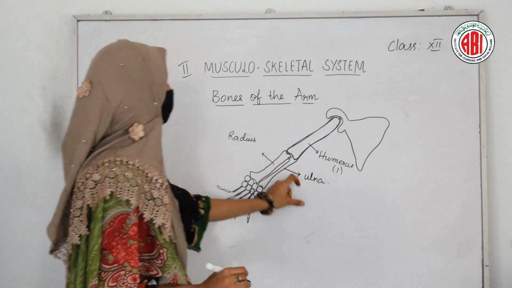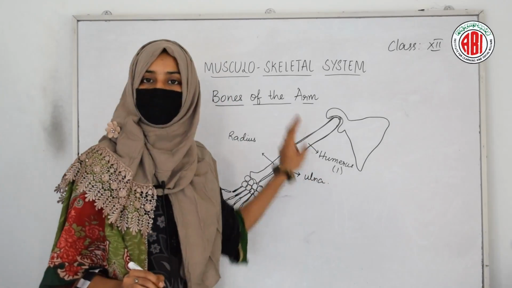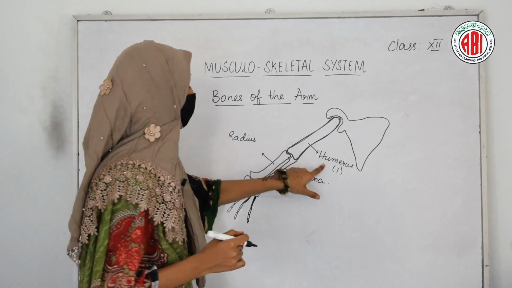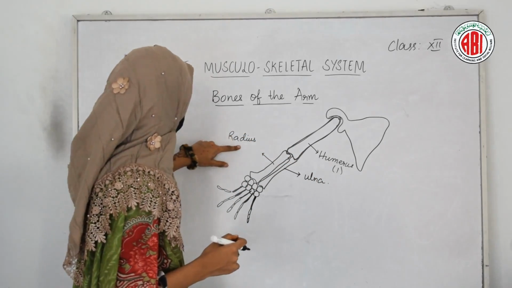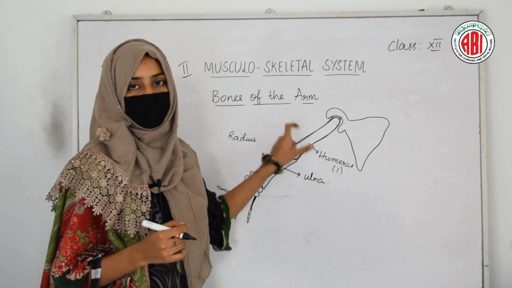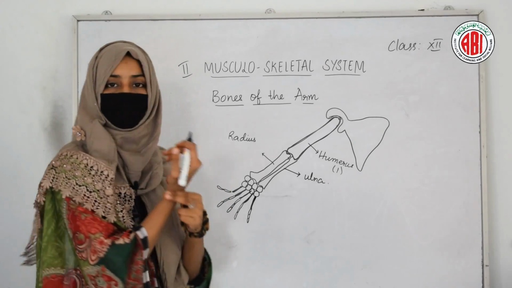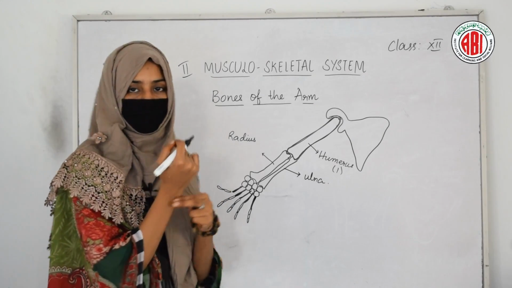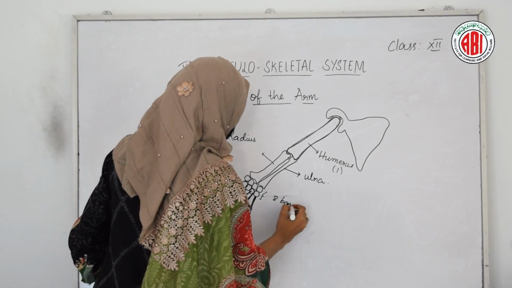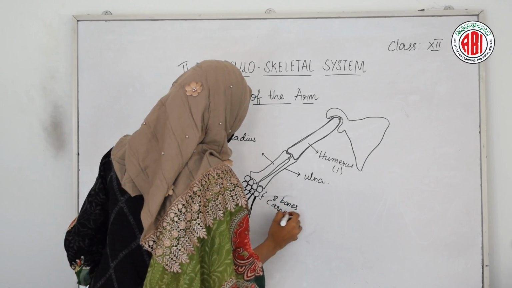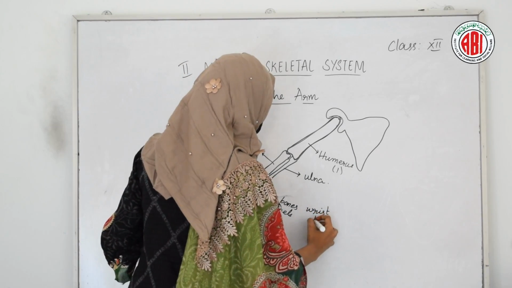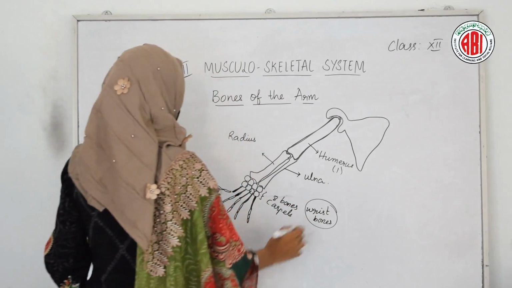So radius and ulna, these two bones are also found in our arm, that is in our hand, and these two bones get attached with that of humerus. Both radius and ulna attach with the humerus. When you move further, this part is called the wrist, right? In the wrist you can find a total of 8 bones, and we call these 8 bones carpals. So carpals are also called wrist bones.